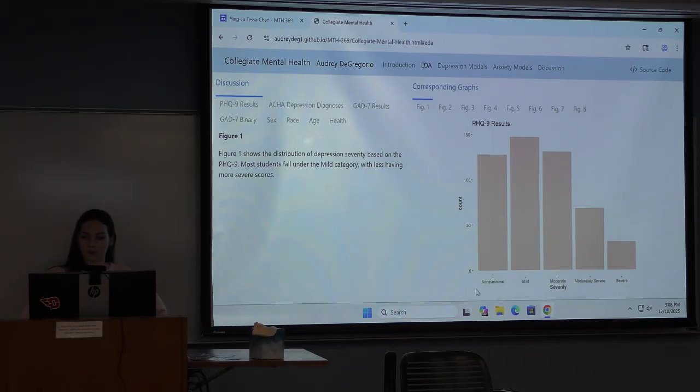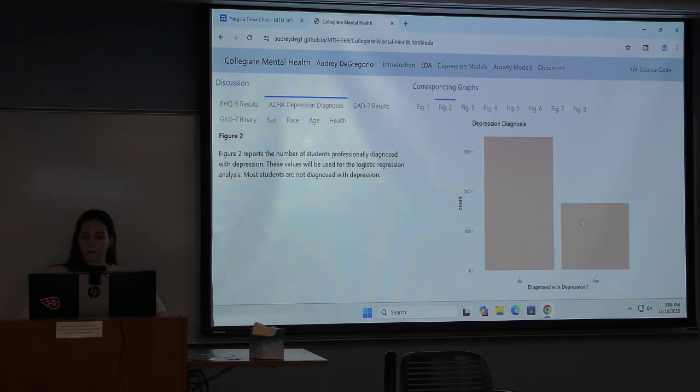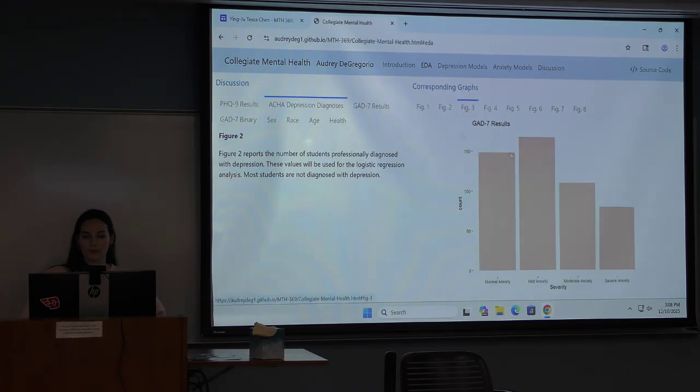This is a bar graph of the severity of depression based on the PHQ-9 results. And then this is the results of people diagnosed with depression in the sample. And then this is the results for the GAD-7.